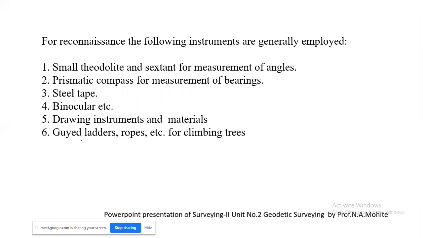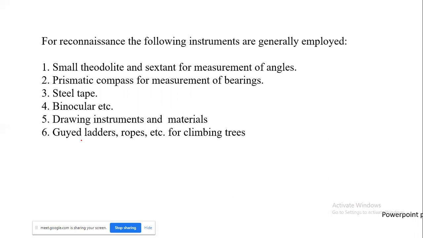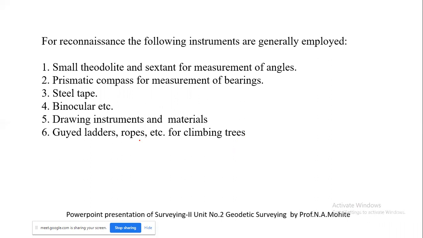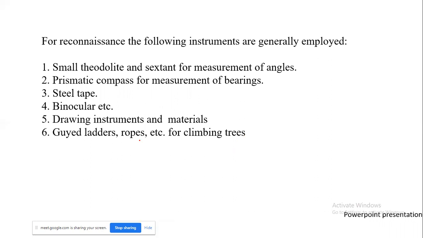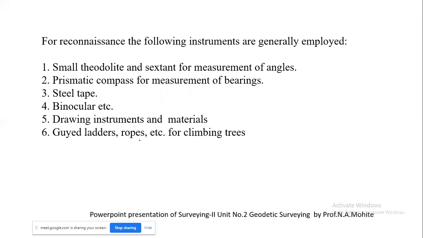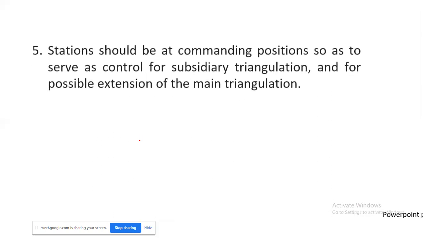Suppose A is visible, as I told you, but B is not visible. In such a case, suppose there is a tree. The person will climb over the tree and check the visibility, that A is visible from the B position. For that purpose, you are going to make use of these ladders and ropes. So this was the concept regarding the reconnaissance survey, which you are supposed to carry out for triangulation stations or marking the baselines.